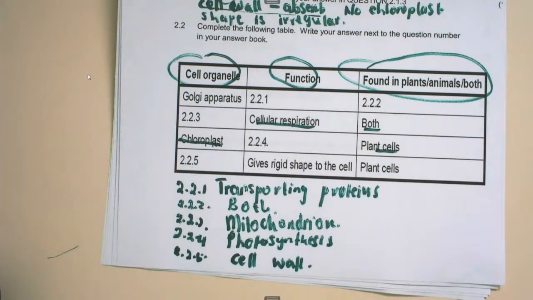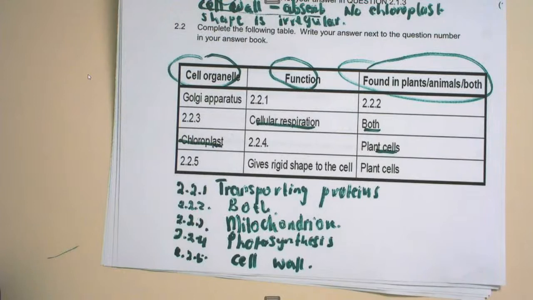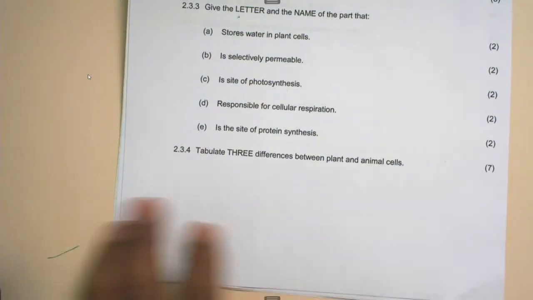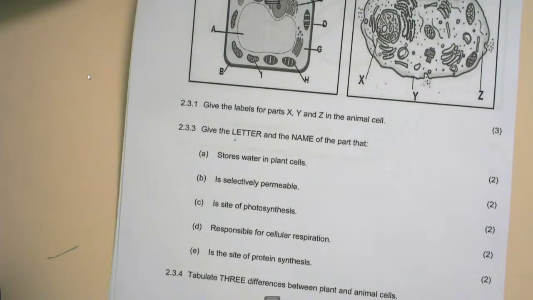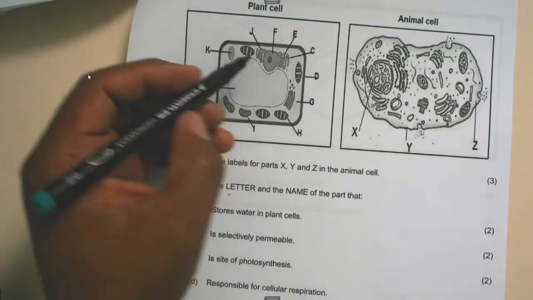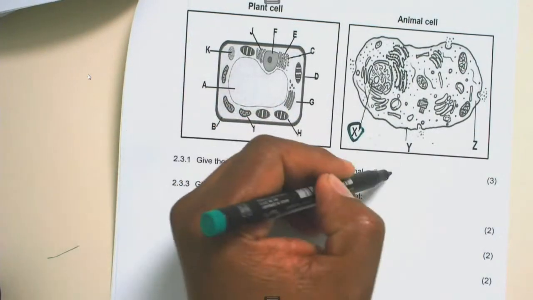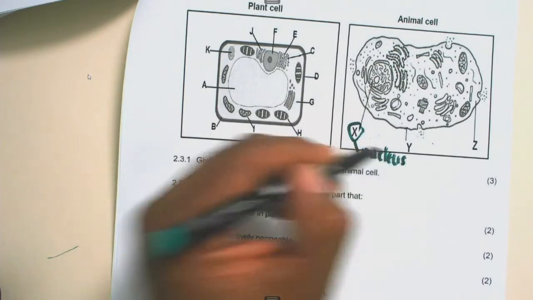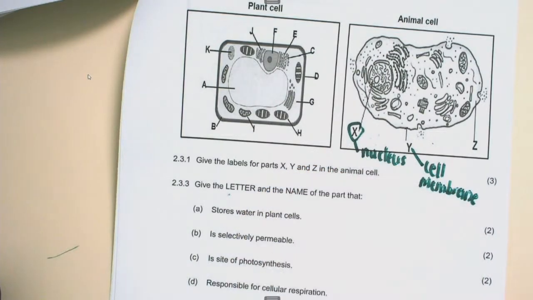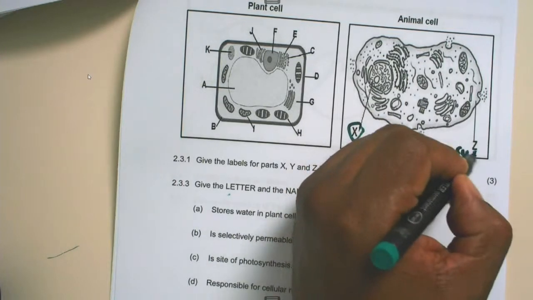Now this type of question requires you as a learner to know the names of the cell organelles that we find in the cell, their functions, or whether we find them in plant cells only, or in animal cells only, or in both. We'll just quickly go through again questions that are based on plant and animal cells. It says give labels for X, Y, Z. X is the nucleus of the cell. Then Y, the cell membrane. And then Z is the cytoplasm of the cell.